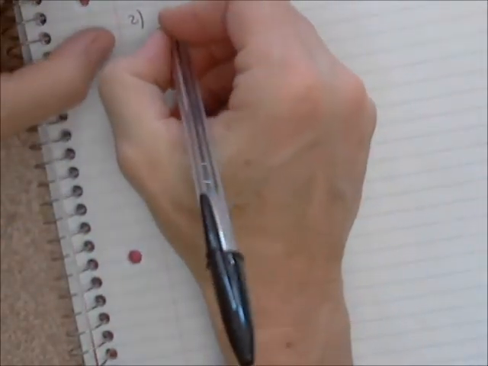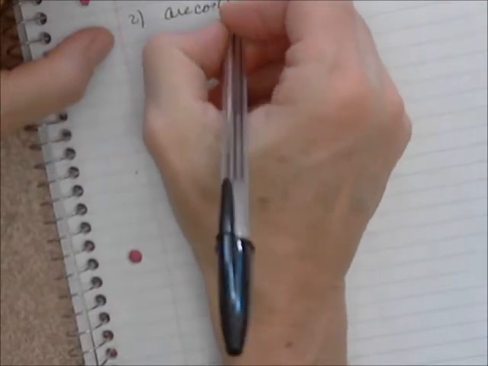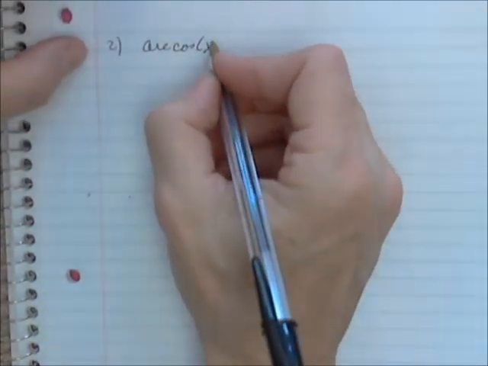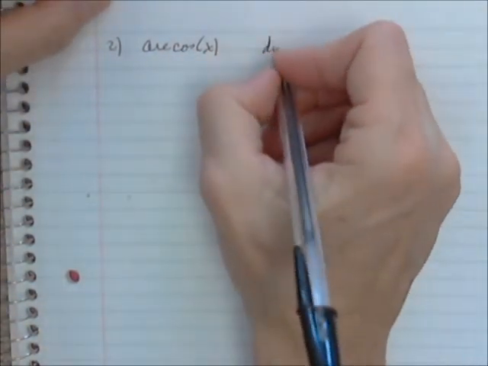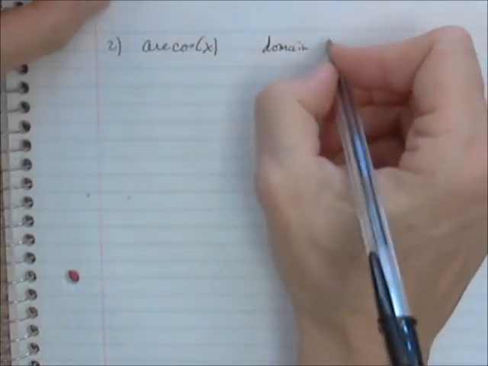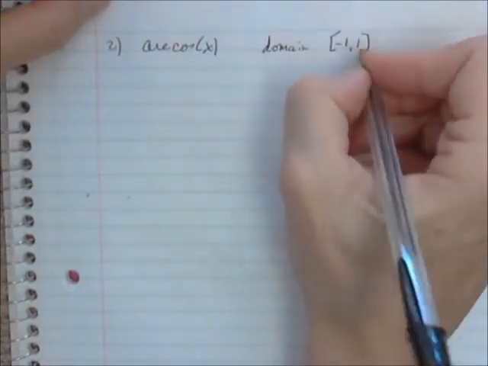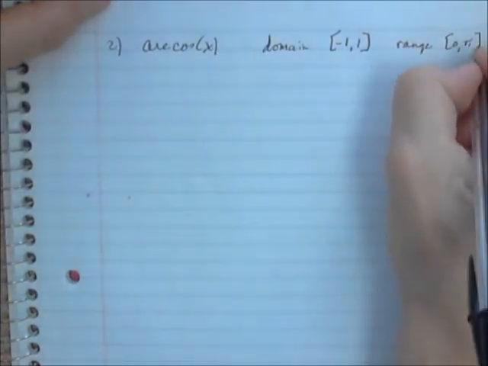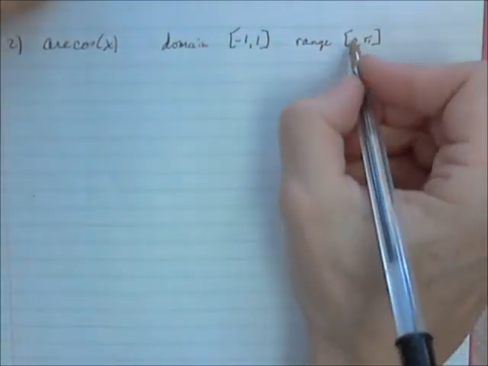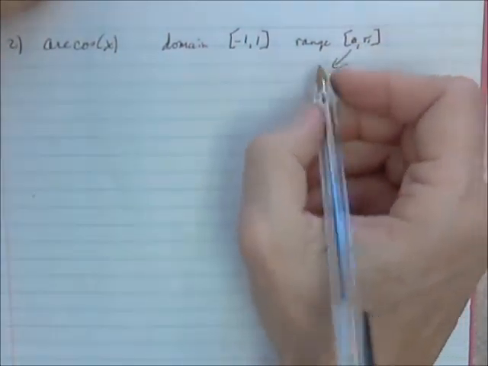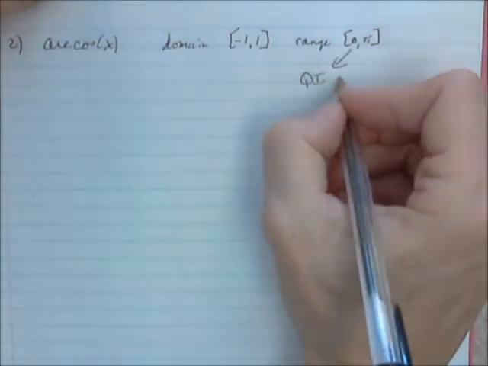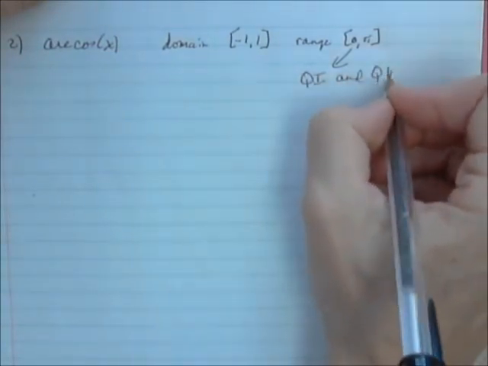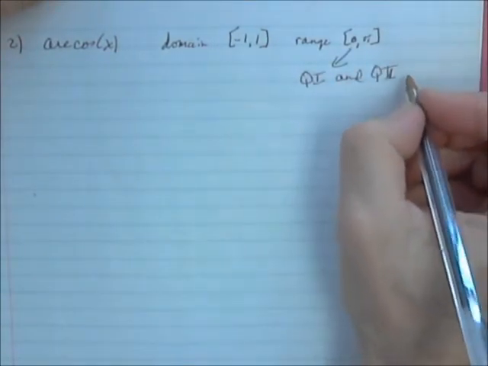Let's talk about arc cosine. We said yesterday the domain of arc cosine is negative 1 to 1, and the range is 0 to pi. So that means those angles are from quadrant 1 and quadrant 2. We said that today in class.